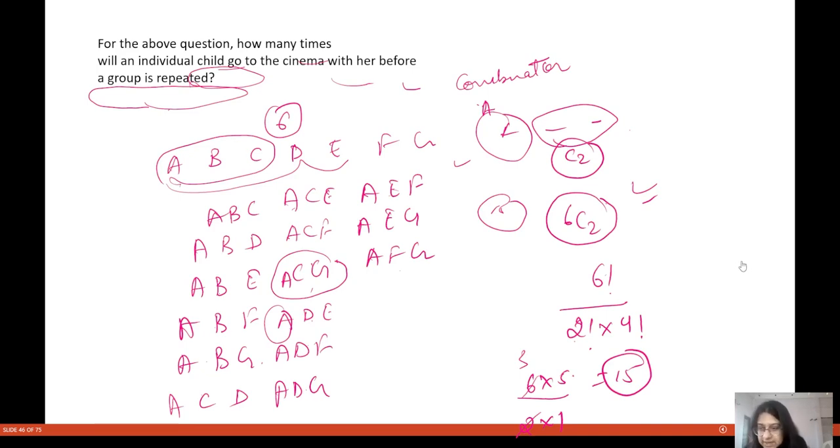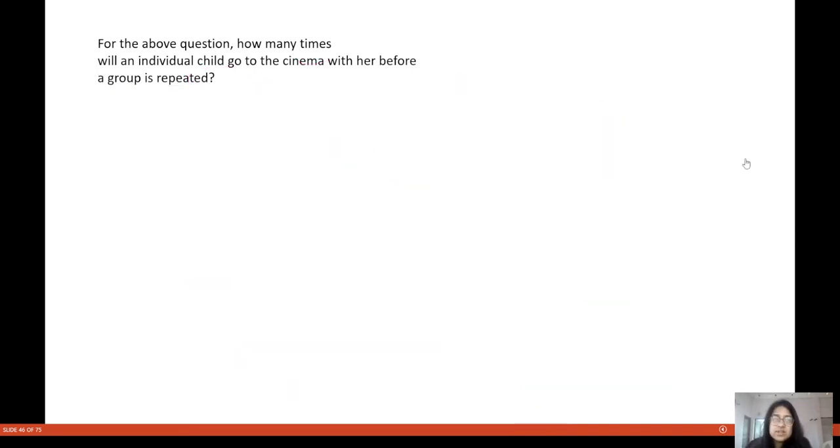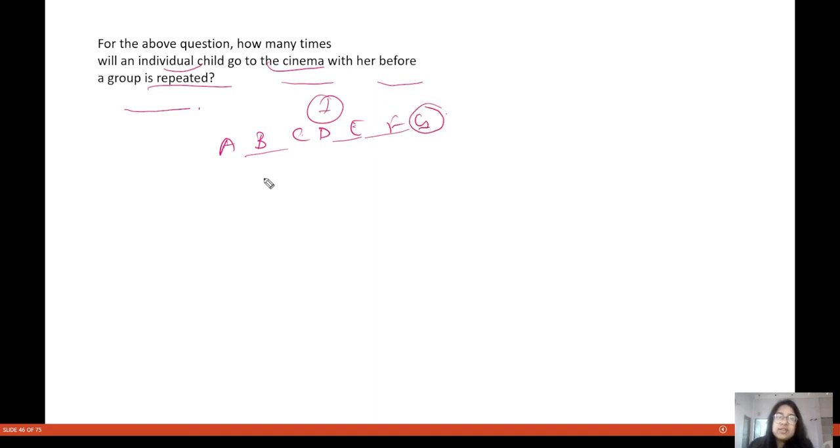So I hope you understand. Let us look at this question once more. See what the question was saying: in how many times will an individual child go to the cinema with her before a group is repeated? So that means, if we have 7 children, A B C D E F G, how many times will an individual child go to the cinema?